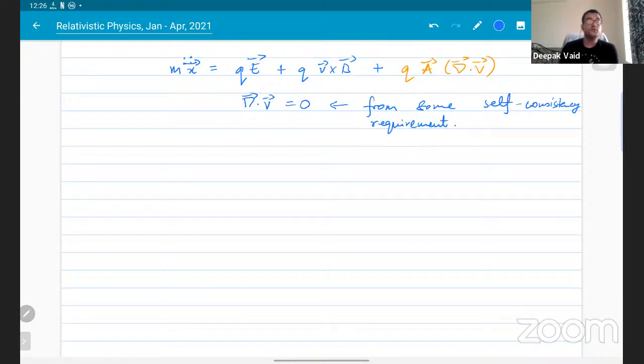Or is it going to be 0 because of the Euler equation? Yeah, so divergence of V will be 0 because this corresponds to conservation of momentum.